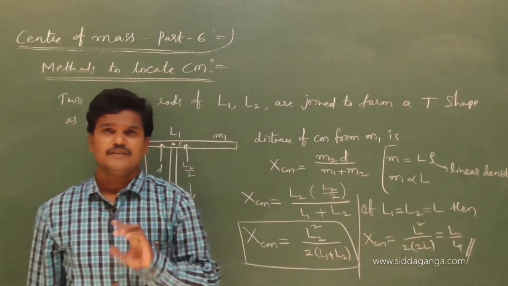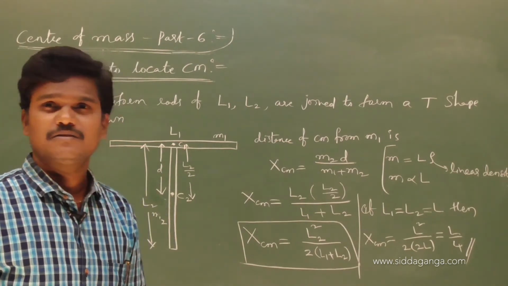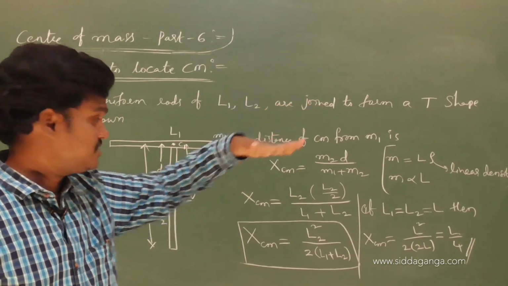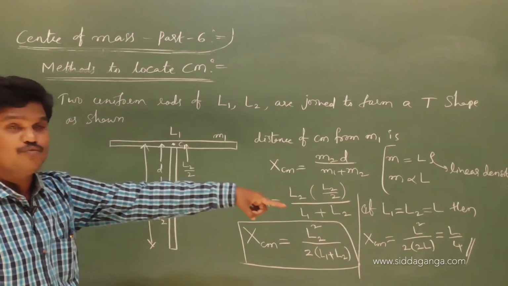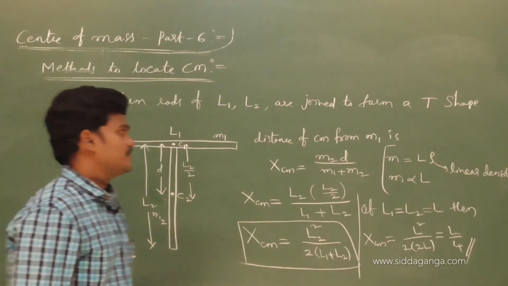If they have the same length, and they join to form a T shape, then the distance of center of mass from the C1 end is L by 4. If they have the same length. Okay, so keep this concept in mind.